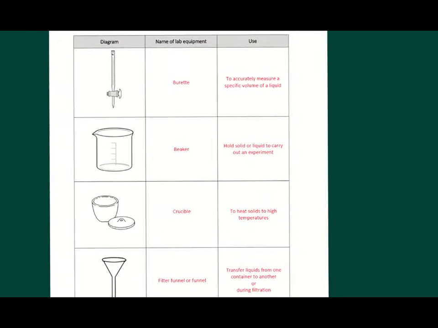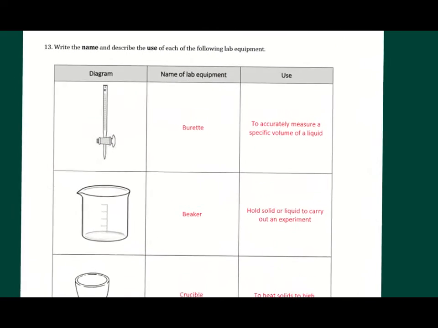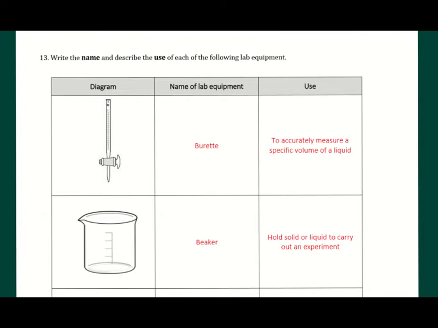Here you are asked to give the name and the use of each lab equipment. First one is the burette. This is a burette. The function is to measure the volume of a liquid accurately. The second one is a beaker. It is used to hold solid or liquid and to carry out some experiments.